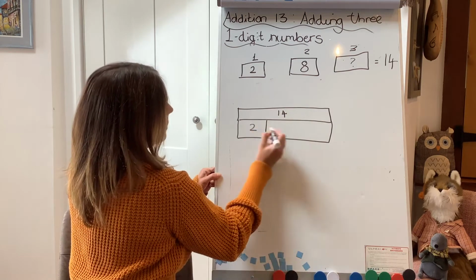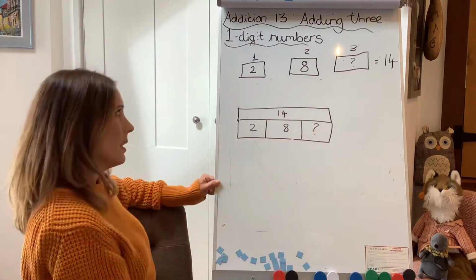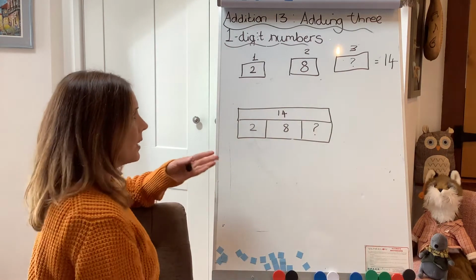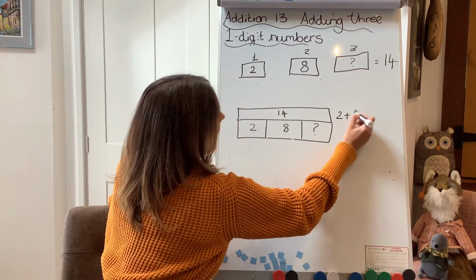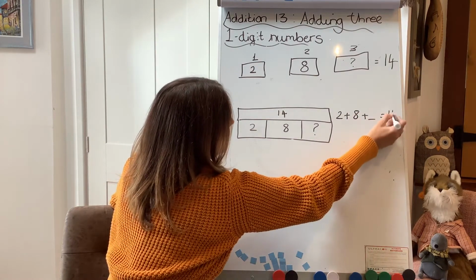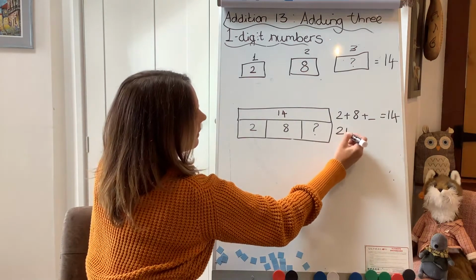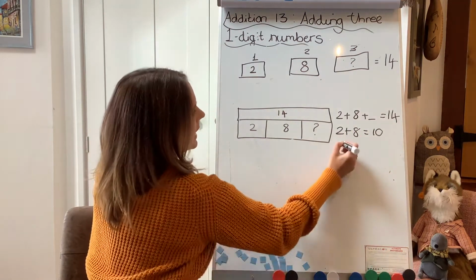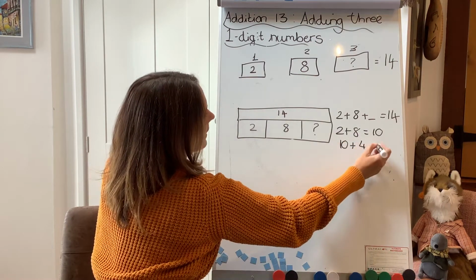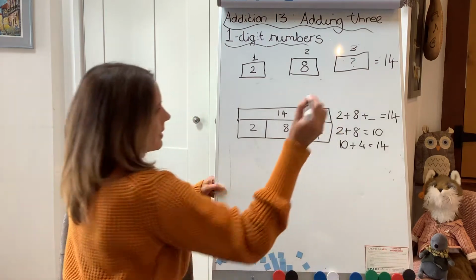Okay, so I know that I've got 14 altogether on the bar model. We know someone scored 2, we know someone scored 8. What is that missing number there? So we can use our number bonds to help us here. So we're saying 2 add 8 add something is equal to 14. 2 and 8 is 10. So what do we add to 10 to get to 14? 10 add 4 is equal to 14. So the missing score is 4.